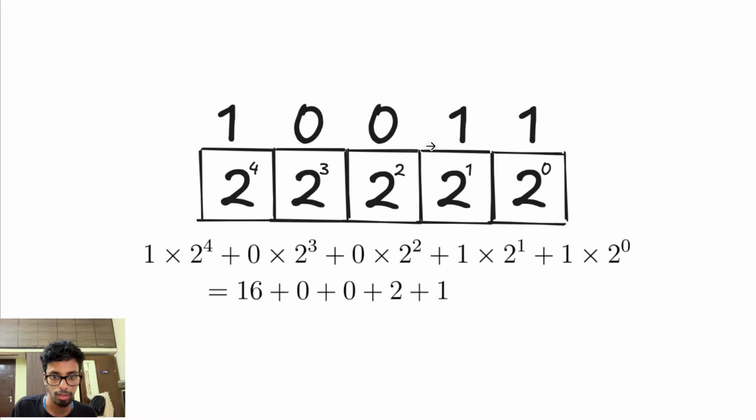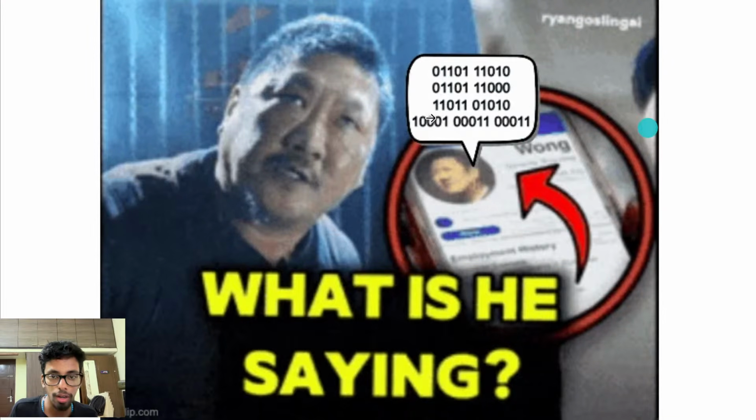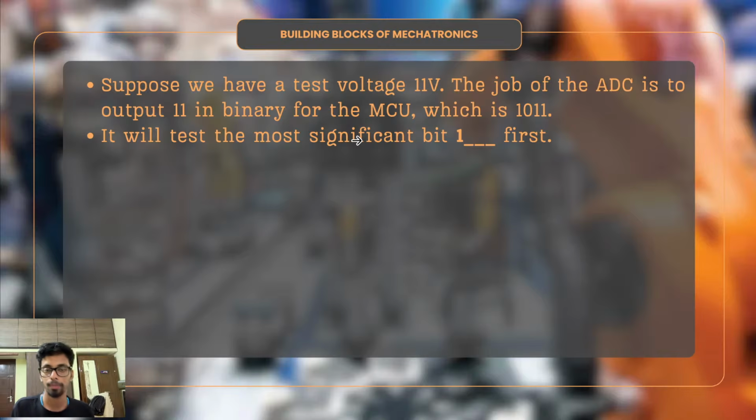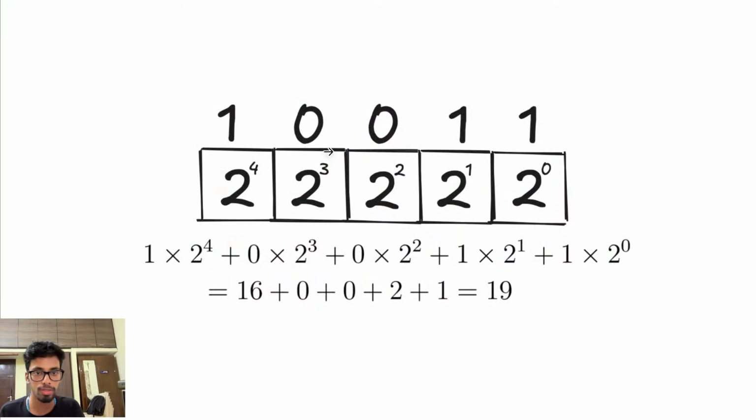How does it do this? If it's too much jargon, then I'm sorry. I will explain this and then get back to my original slide again. Suppose we have a test voltage of 11 volts. I'm giving you an example because I think with an example it will be understood best. The job of my ADC is to output 11 in binary for my MCU, which is 1011. So input is going to be 11, output should be 1011. It is going to test the most significant bit first. If you saw here, out of all these, the most significant bit is the one with the highest weightage, 2 power 4 here. It's always the one which appears on the left.